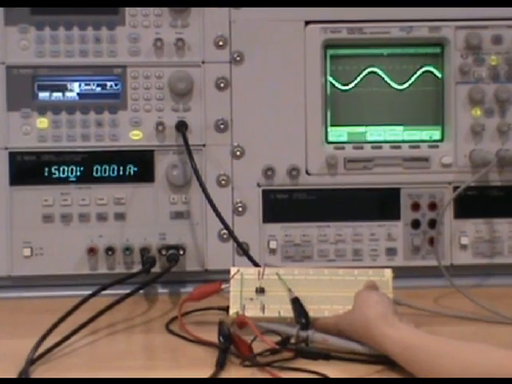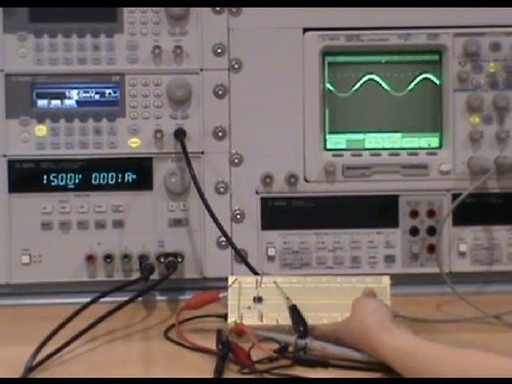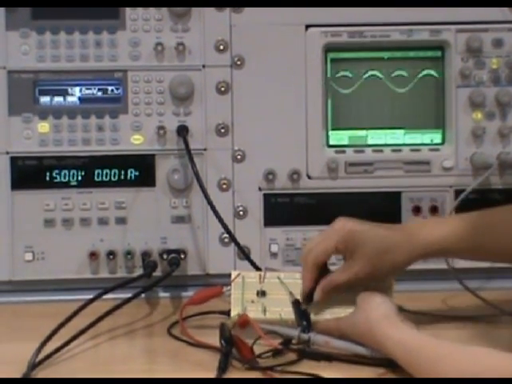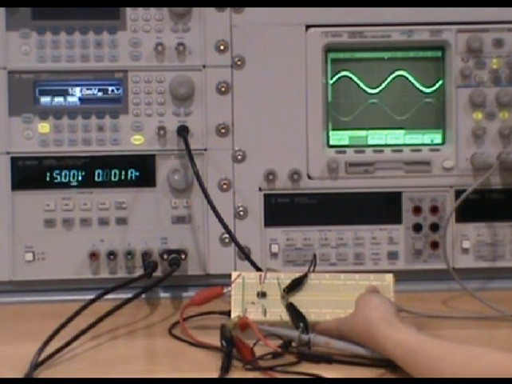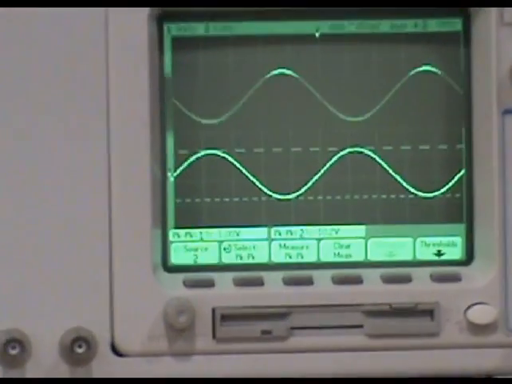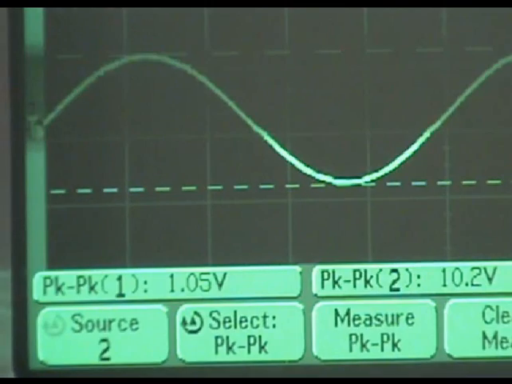Let's check out the output signal at the same time using another channel. It shows clearly the input and output waveforms have a phase difference of 180 degrees. This is introduced by the negative gain of the inverting amplifier. Remember, negative RF over RI. As for the amplitude, channel 1 is the input signal and channel 2 is the output signal.